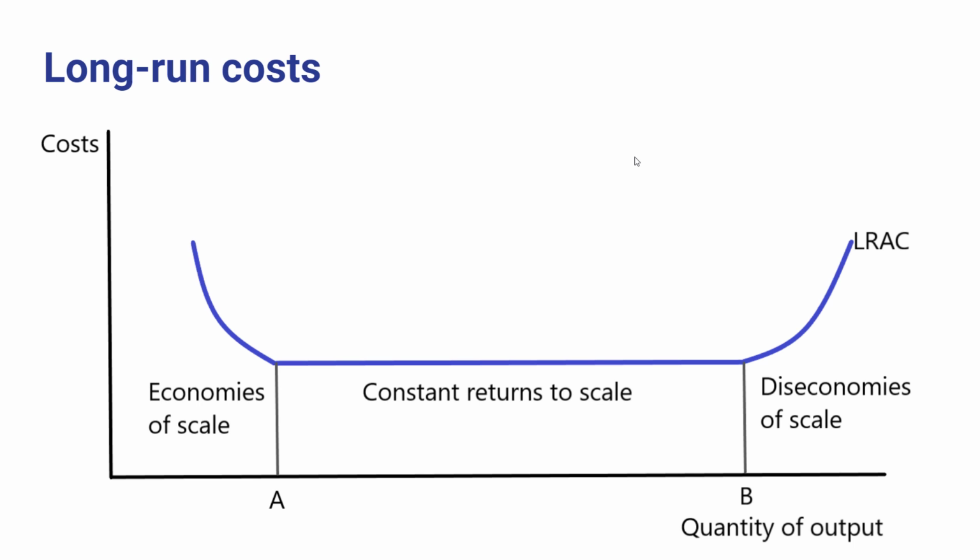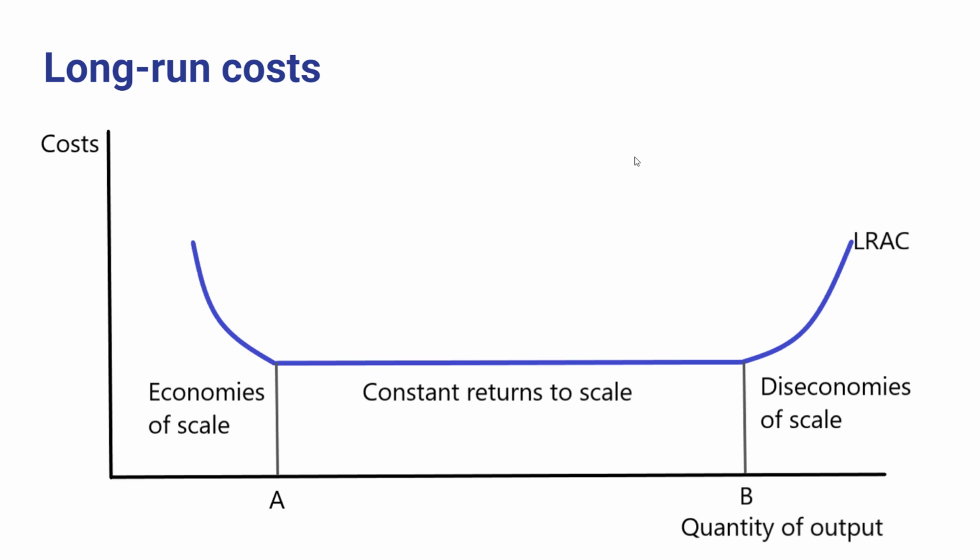A number of studies done by economists found that many long-run average cost curves tend to have this sort of shape, that at low levels of output, levels below point A, economies of scale tend to dominate. Then there's a relatively wide range of output where there is approximately constant returns to scale, and beyond point B, diseconomies of scale tend to dominate.